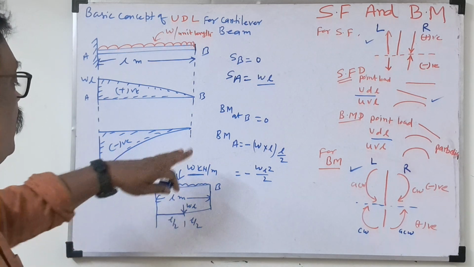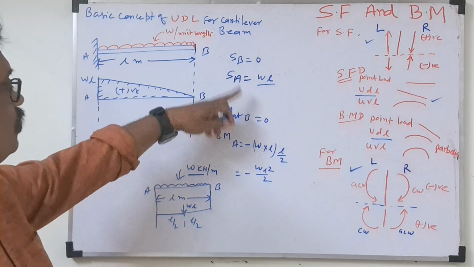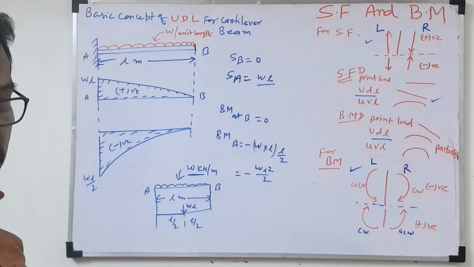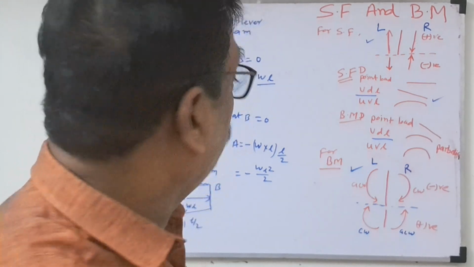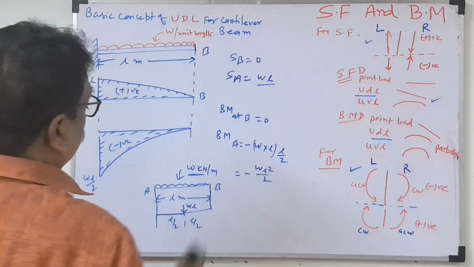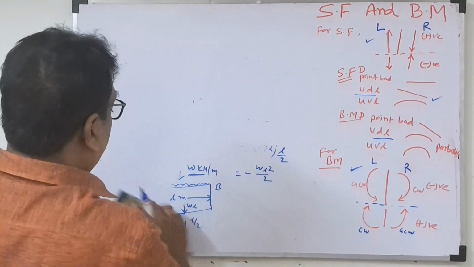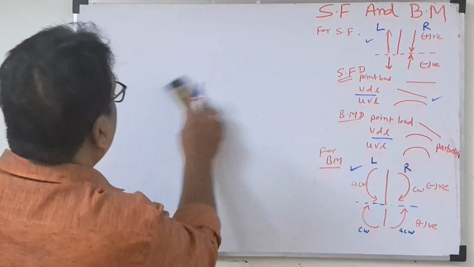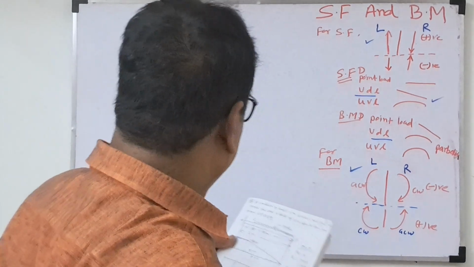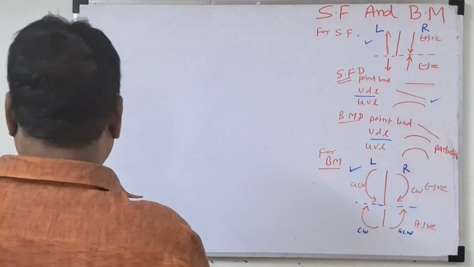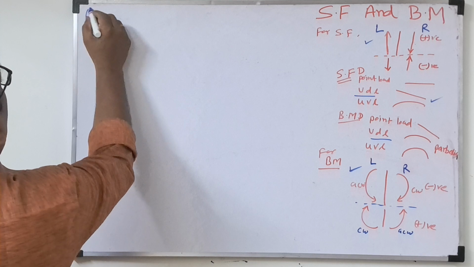Now I am going to take one question, and then I will solve it. I will take a simple UDL problem and we will solve it now. So what is given? A cantilever beam of length 2 meter.